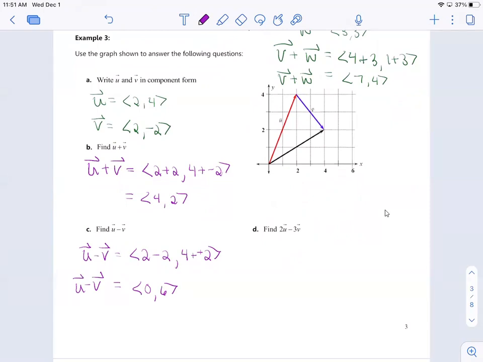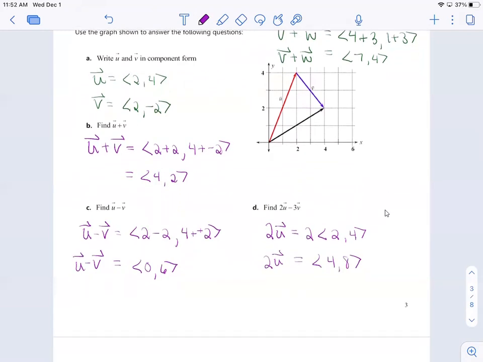So the other operation we can do is I can multiply. So I'm going to do this step by step. I can multiply my vector u by a scalar of 2. So what this is saying is 2 times your component form for u, which is 2, 4. So that gives me 4, 8. So that just means you're making this vector twice as long, right?